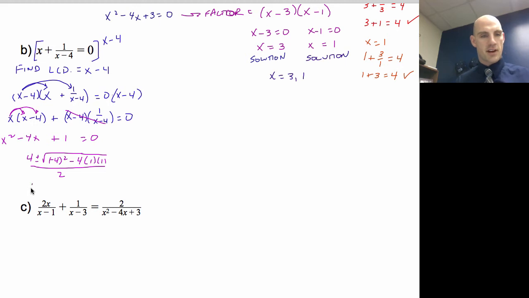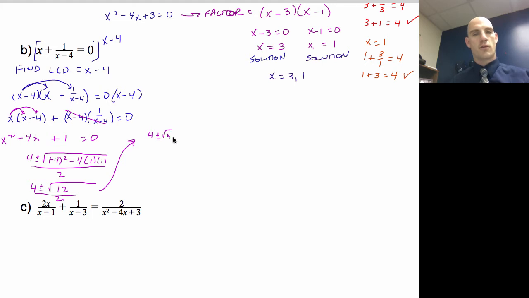When I simplify this, I've got 4 plus or minus the square root of, this would be 16 minus 4, so the square root of 12, and this is all over 2. If I continue up here, I've got 4 plus or minus the square root of 4 times the square root of 3 over 2. So 4 plus or minus 2 root 3 over 2. And my 4 and my 2 cancel, so that gives me 2 plus or minus, and then these cancel, so plus or minus square root of 3. So I've got two solutions here. So x is equal to 2 plus or minus the square root of 3.